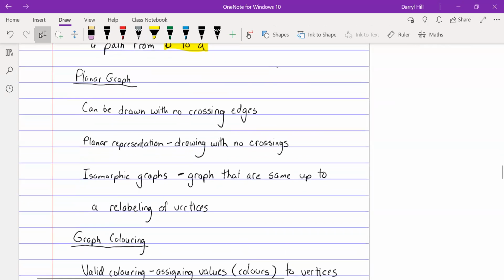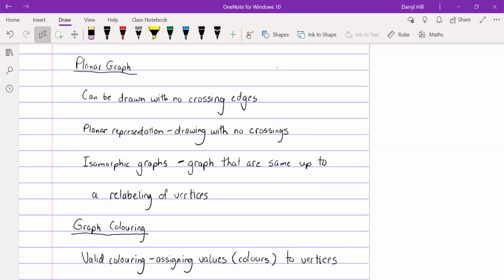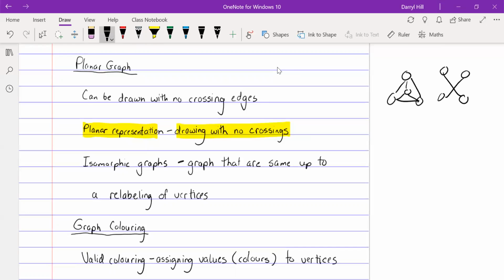All right. Planar graph. A planar graph can be drawn with no crossing edges. That's the definition. Planar representation is actually drawing it with no crossings. So as we talked about before, K4 has a planar representation, but you can draw it with crossing edges if you really wanted to. K4 is planar, but only one of these is the planar representation.